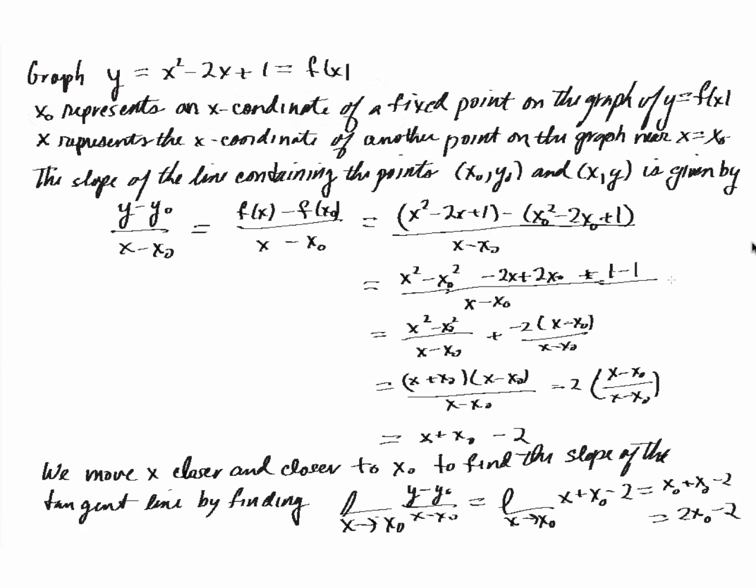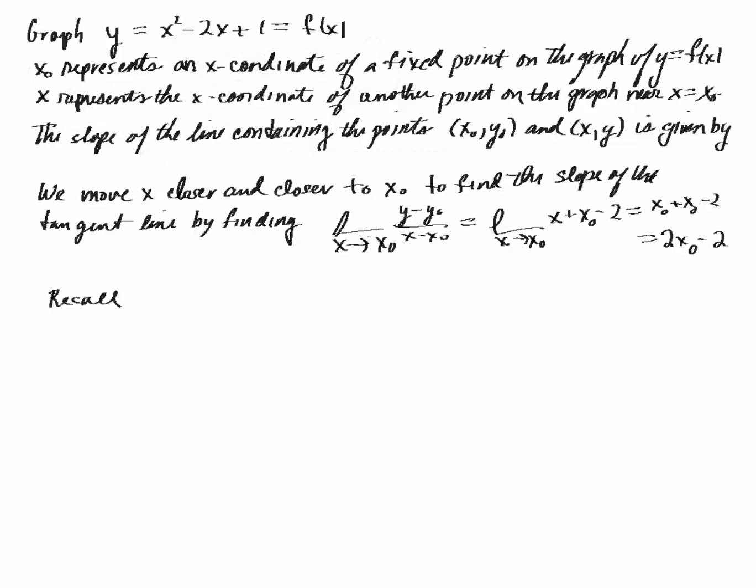We obtain that the slope of the tangent line at x sub 0 is given by 2x sub 0 minus 2. We now have an all-purpose formula that can tell us the slope of the tangent line any place on our curve that we like.